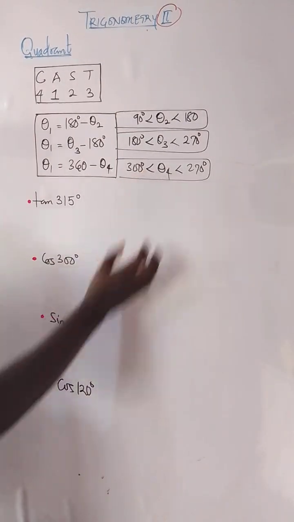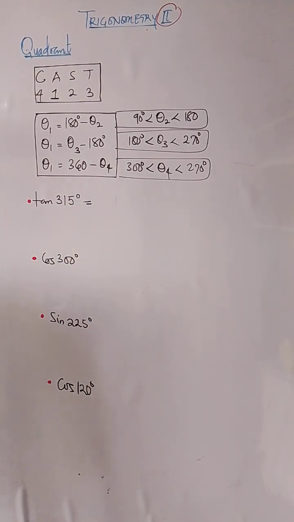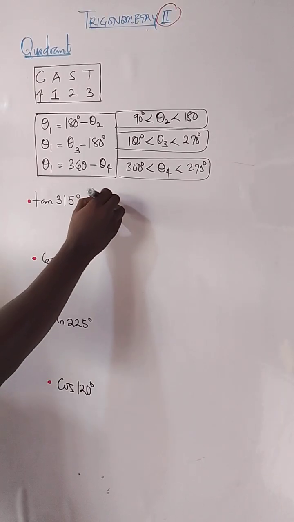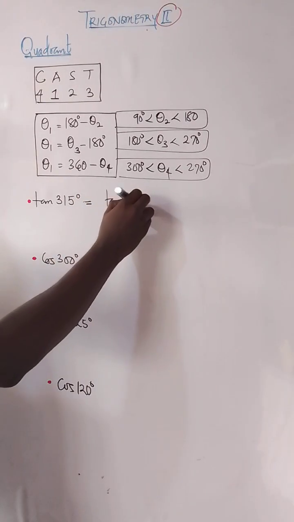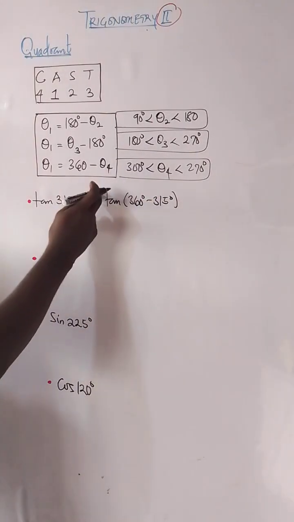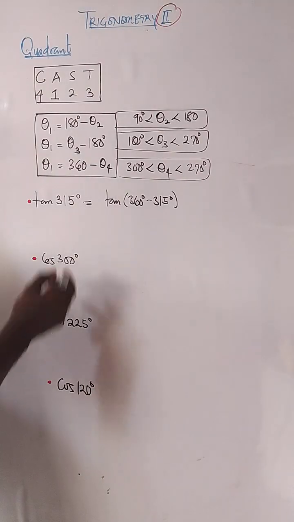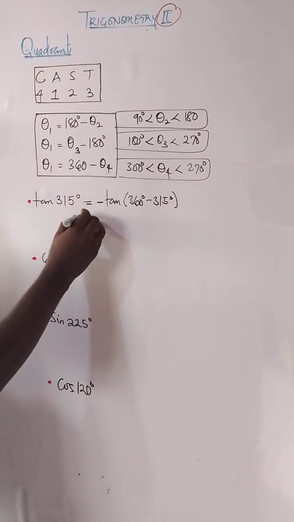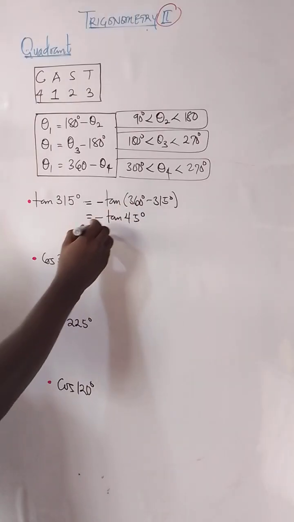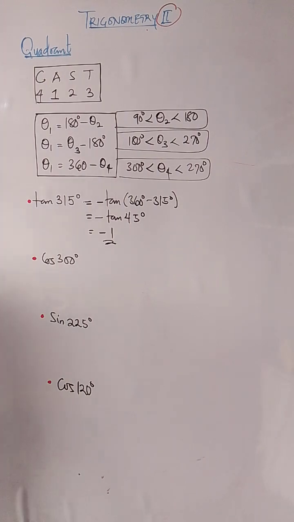It falls here. So I'm going to write this equals to, what do we do in the fourth quadrant? We remove the angle from 360. That is tan of 360 minus 45, which is 315. Next, what will be the sign? In the fourth quadrant, only cos is positive, so this tan should be negative. So that's minus tan 45, which is a special angle. Tan 45 is 1. So tan 315 is minus 1.